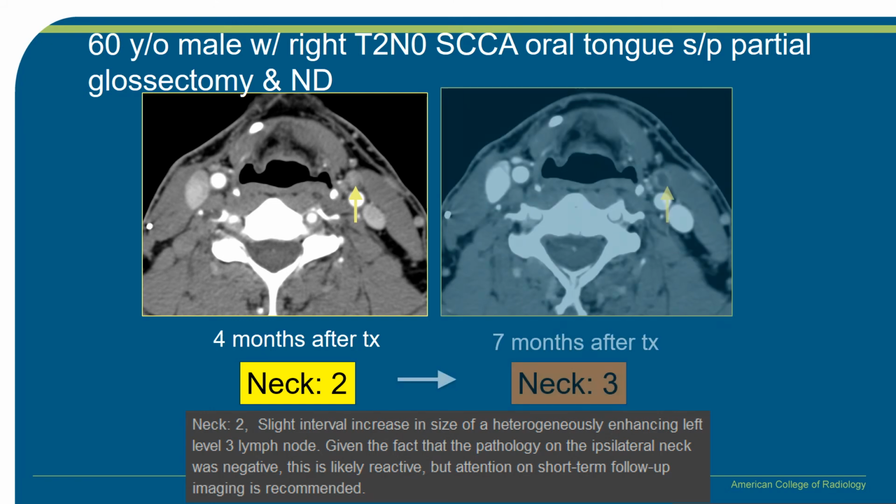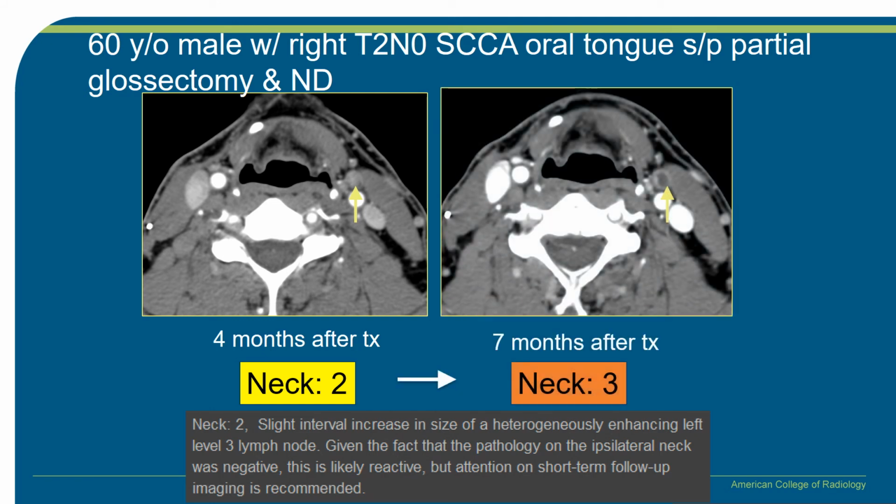So when the patient came back at that earlier follow-up, now we can see which direction this node is moving. It's clearly becoming necrotic and gets a NI-RADS 3. We proved recurrence with biopsy, and this went to salvage neck dissection.